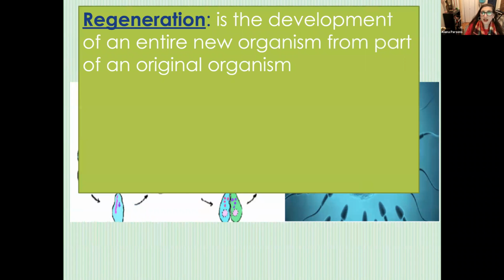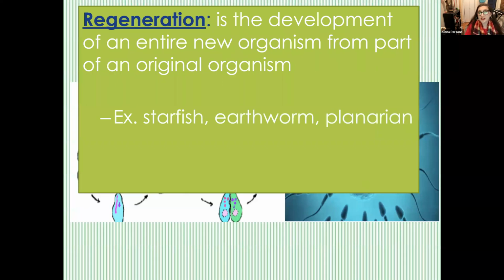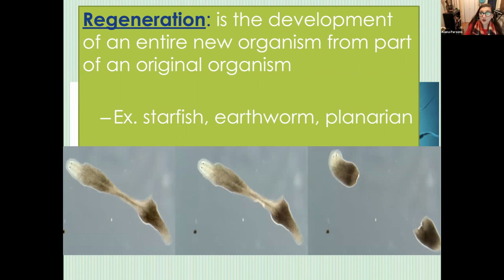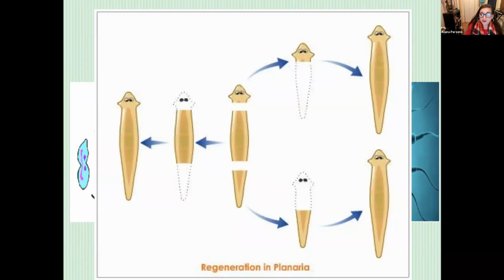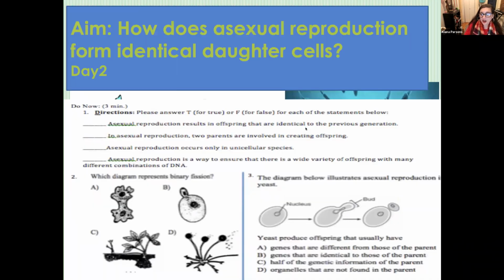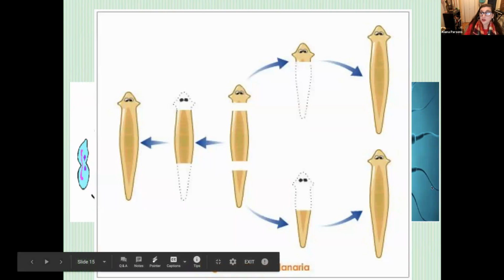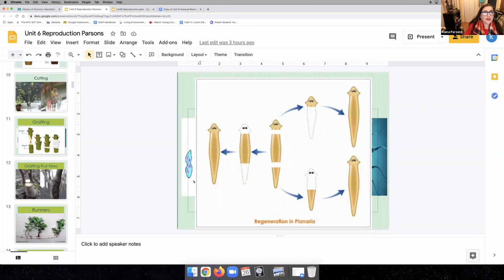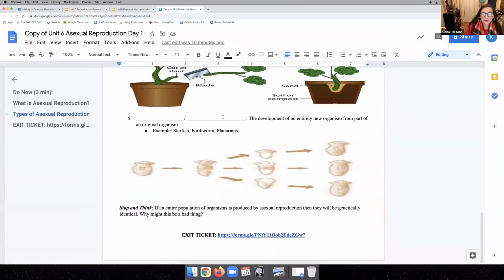And this last one here, I believe, is regeneration, which is the development of an entirely new organism from part of an original organism. So this is a pretty cool thing. Examples being starfish, earthworms, or planarians. They can split into two totally different organisms from one organism. So this is an example of regeneration in planaria. If it gets cut in half, it can become two totally different organisms. So pretty cool stuff.